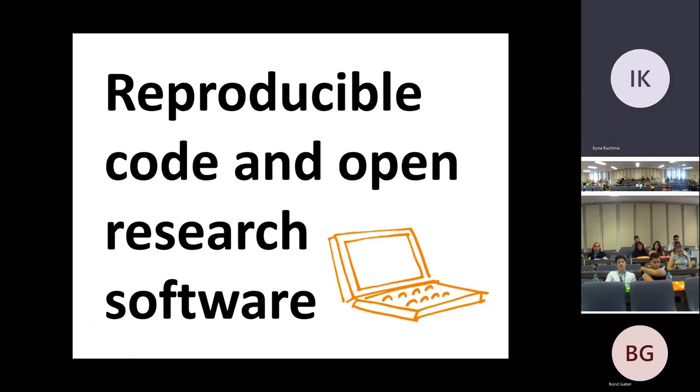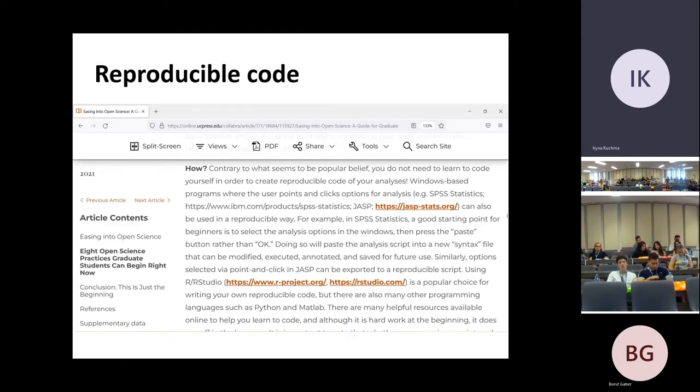And here we're moving to another flavor of open science, which is reproducible code and open research software. And some of you might be saying, I don't really work with code, and why should I care about reproducibility? It might be really hard, but it seems so, because a lot of software that you're already using might have built-in functionalities to produce reproducible code. For example, those working in statistics, SPSS statistics or JASP, have some ways of making the data reproducible.